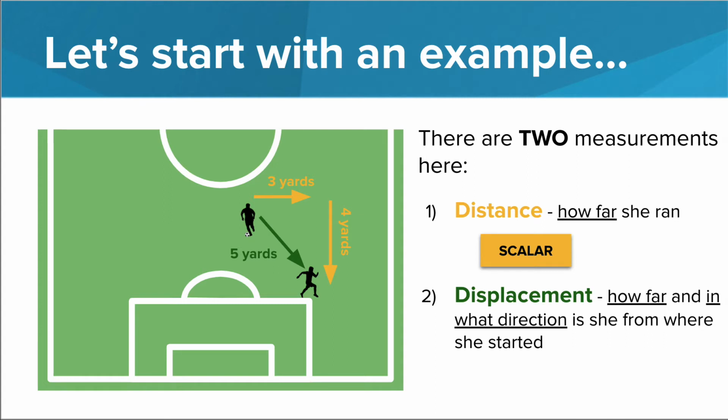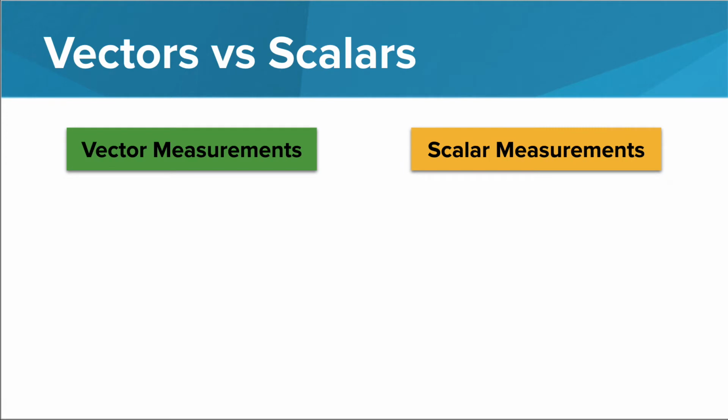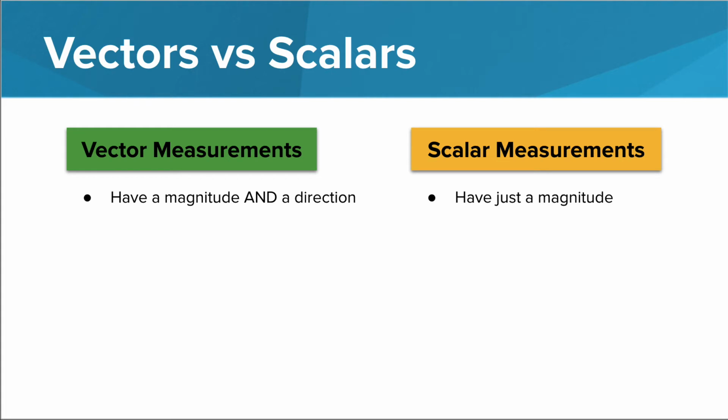You can imagine if she changes the direction of her second run slightly. Her final displacement will be larger than 5 yards. So direction matters for displacement. We call these types of measurements, those that have a direction associated with them, vectors. So two types of measurements, vectors and scalars. Vectors have a magnitude or length and direction associated with them, whereas scalars just have a magnitude.